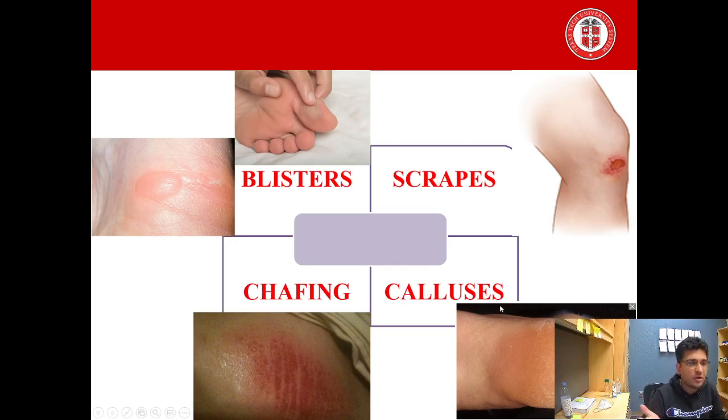I know I've talked a lot about these blisters, striae, chafing, and calluses. You might not find all this information in the books. I just thought that it's very common, so we should spend at least some good 10-12 minutes talking about some of the common strategies to treat these injuries.